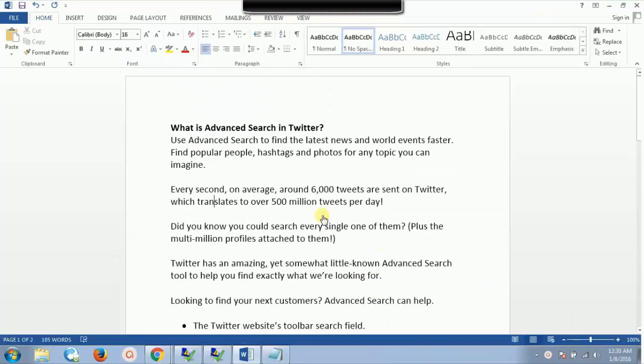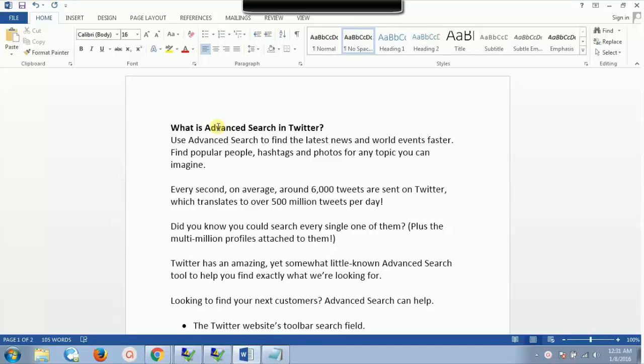So now let's understand what advanced search in Twitter is. You use advanced search to find the latest news and world events faster. You use it to find popular people, hashtags, and photos for any topic you can imagine.